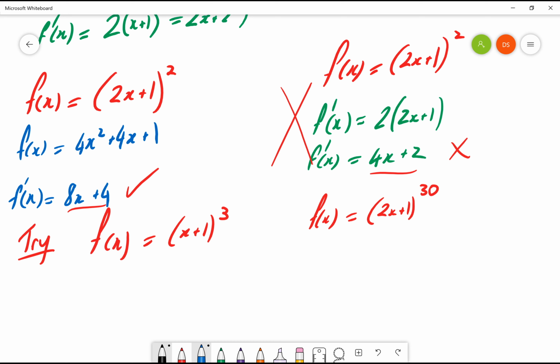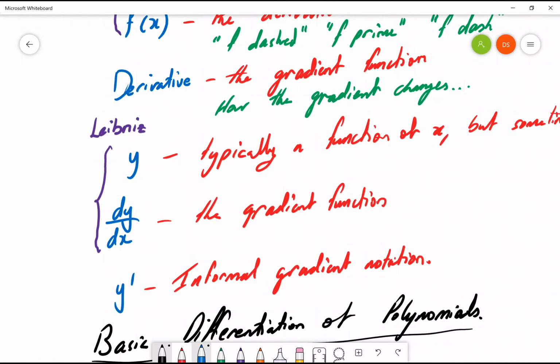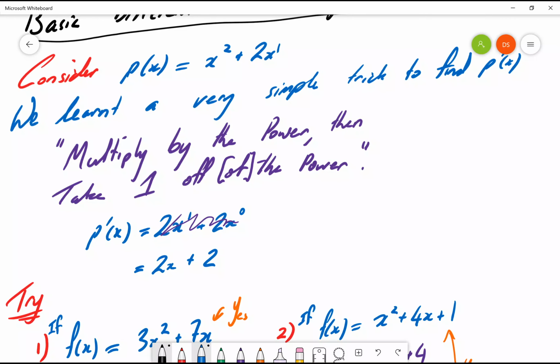So, what you can do, and what's how people do, is for this green one here, it will work, Lucy, but for this one, it won't work. And the reason is because there's one small step missing. I'm going to go to the top and tell you what it is. Multiply by the power and take one off the power. I am going to add something to this.